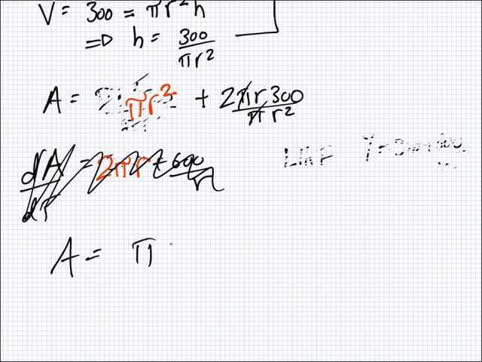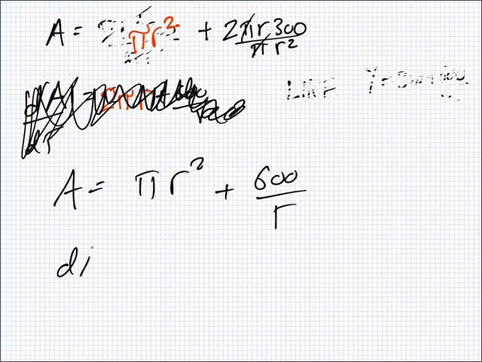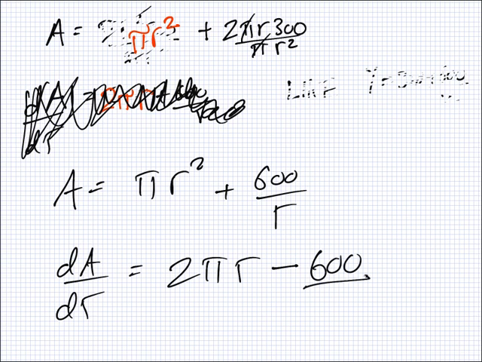A equals pi r squared. The pi's cancel. So, now I understand what you're saying. Sorry, I haven't done the derivative yet. Yes. Okay, so when you were saying I haven't done the derivative yet, you meant I haven't done the derivative yet. I understand now. Okay. dA/dr equals 2 pi r minus 600 over r squared. And this should equal 0.